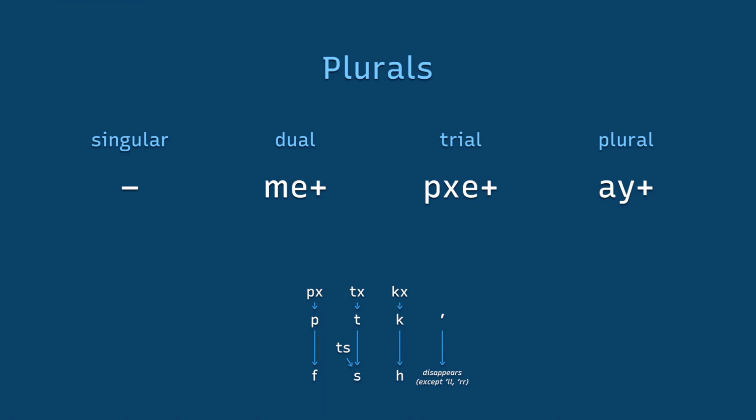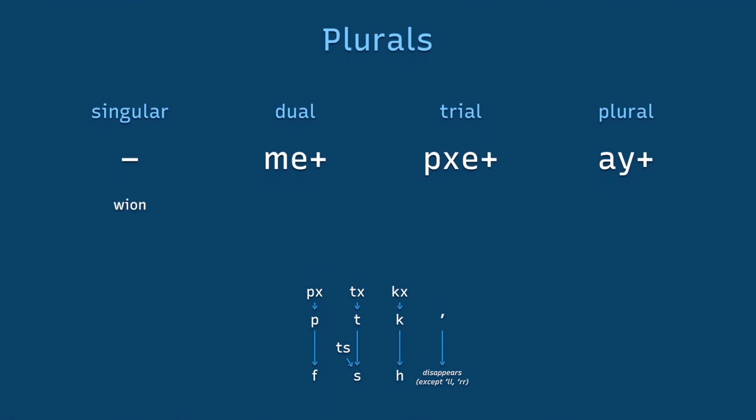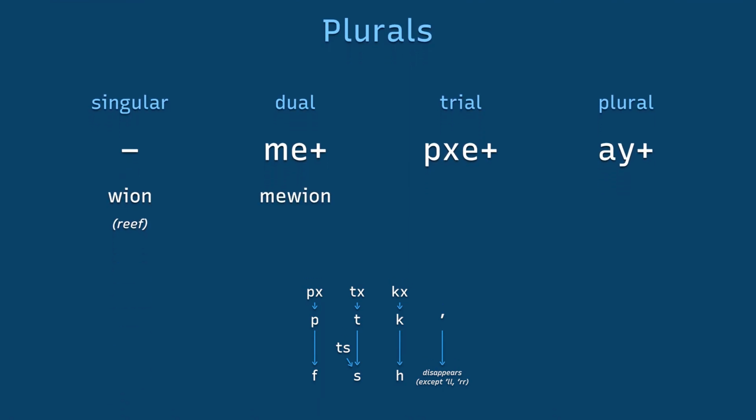Let's look at some examples of plural forms. Weon becomes me weon, pe weon, ai weon. When you add a plural prefix to a noun, the stress stays on the syllable where it was originally. So the correct pronunciation keeps the original stress in me weon. The same applies to the other prefixes we will learn about today.